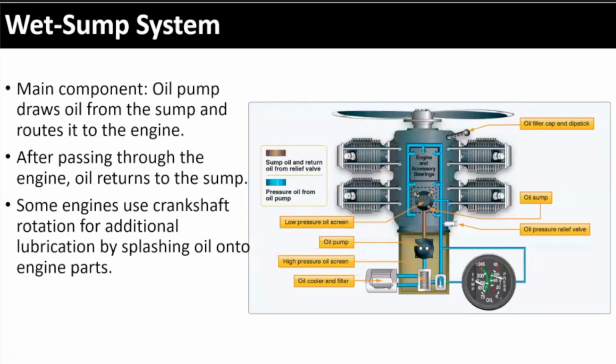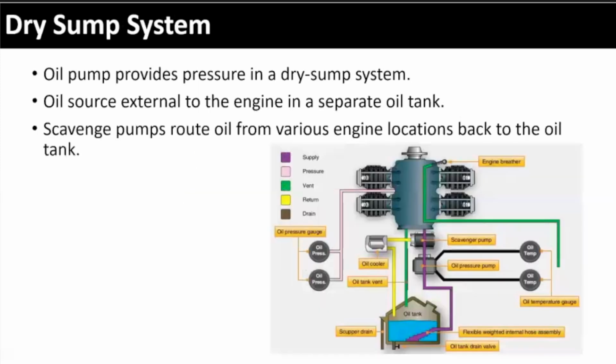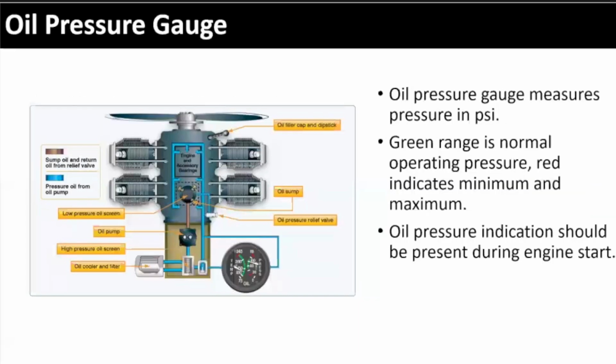Circulated by pumps. With a wet sump, you can see here, you've got all the oil in here and it's circulated around the engine, but it resides in the engine itself. Oil pumps provide the pressure in a dry sump system. You've got an oil pump driving it from the dry sump into the engine, circulating it and sending it back out to the sump. Pretty simple difference between wet sump and dry sump.